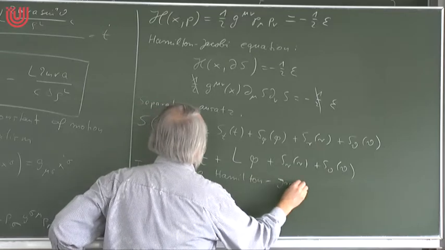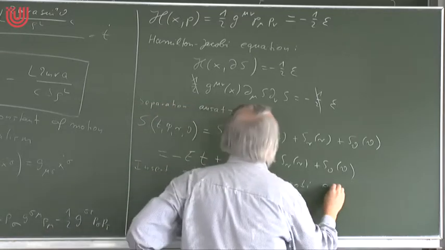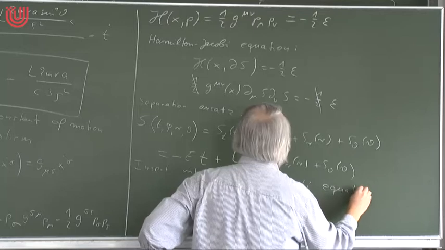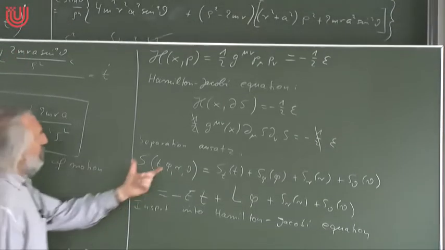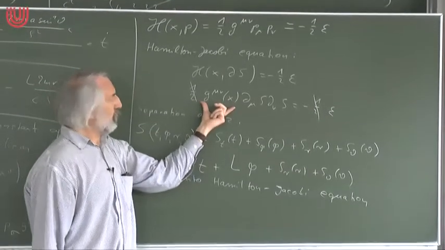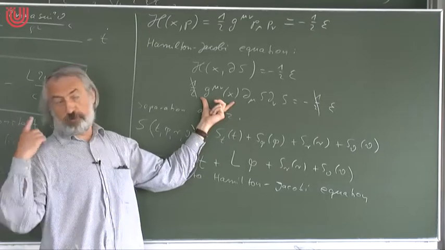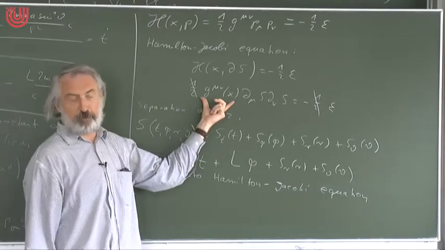Hamilton-Jacobi equation. Now we encounter a problem. Well, not a problem, but we have some work to do. For the Hamilton-Jacobi equation, I need the g^{μν} with the upper indices. They are not on the board yet. We have to calculate them.